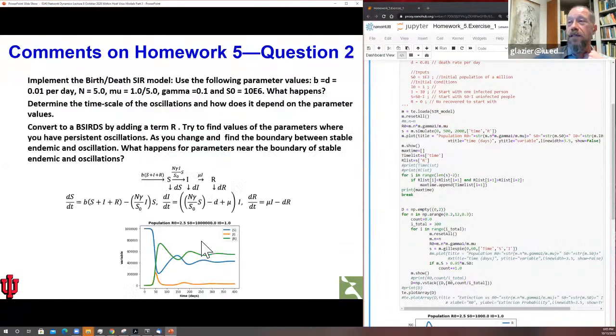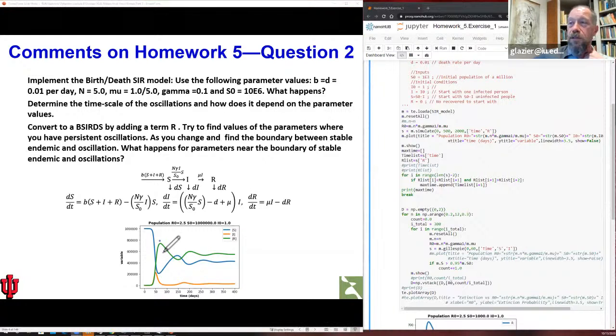Oops. I have to do annotate. That should give us this point, and this point, if we've done it right. And then we can measure this distance and this distance. And that should tell us what the period is.